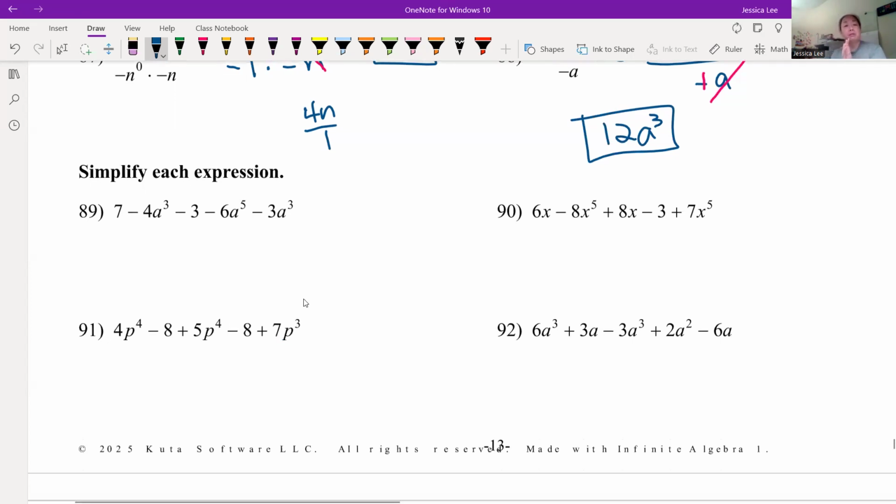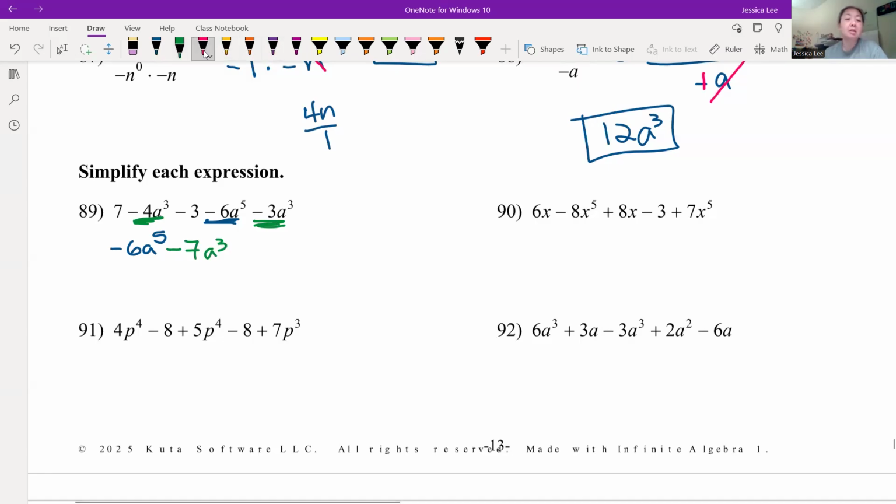Okay, now simplifying expressions. Okay, so again, we're starting with the highest exponent, and then we're going to combine the ones that have the same exponents together. Remember, the exponents are the little numbers here. All right, so I see here we have this a to the 5th power. We don't have any other a to the 5th power, so I'm just going to copy that down. And then I know the next biggest exponent is going to be this a to the 3rd power. So I'm going to be like minus 7a to the 3rd power. This is minus 4 minus 3, so it's minus 7.